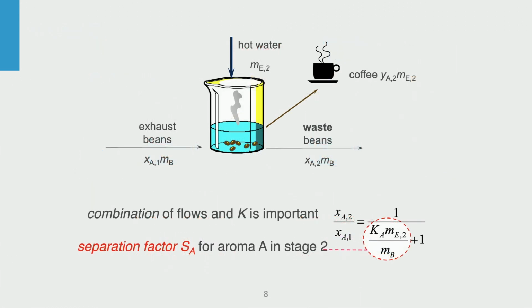What we see in these equations is an important group, the ratio Me over Mb of the amount of hot water and beans, times the distribution coefficient K. This term is called the separation factor S, and it is an indicator of how well a process stage works. You will encounter this separation factor for many types of separations. But still, we do not know how to prevent that aroma goes to waste.